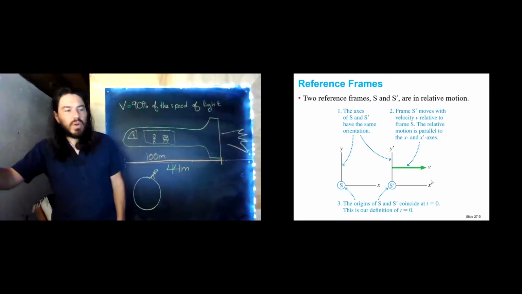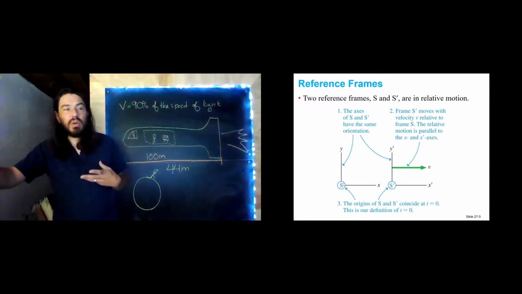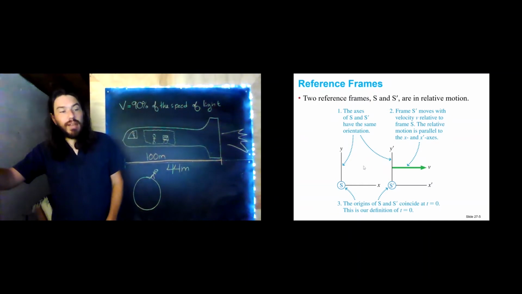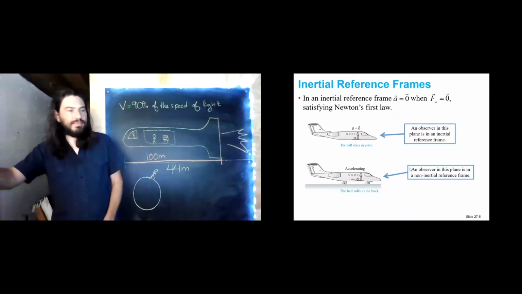So we see that all of the motion of these two reference frames relative to each other is along the x-axis. And we say the origins coincide at t equals 0. So at t equals 0, S prime and S are in the exact same place. They are overlapping and basically the same reference frame. As time moves on, S prime moves away from S. They're moving relative to each other.